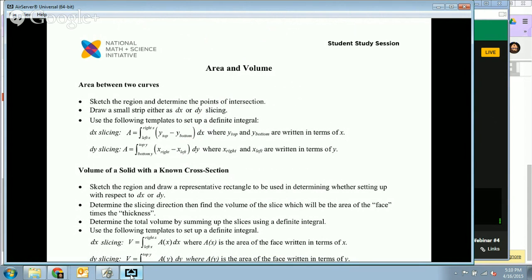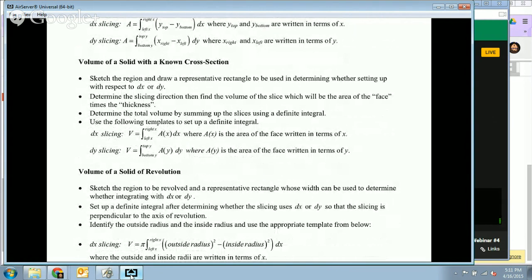Taking a look at that may not be how you have seen it before, but the basic idea is that you're taking the top function and subtracting the bottom function, okay? All right, and so if you have a volume of a solid with a known cross-section, always sketch the region, draw a representative shape to know how you're setting it up, and then slice it with the same direction, and then make sure you know that you have the face times the thickness.